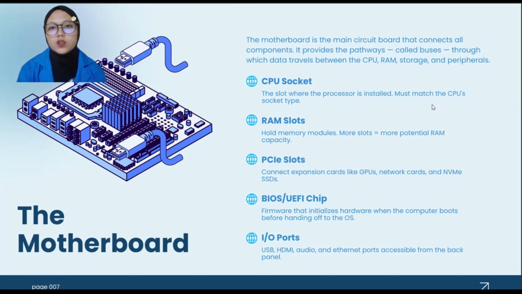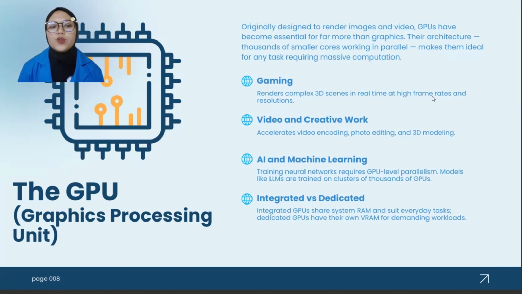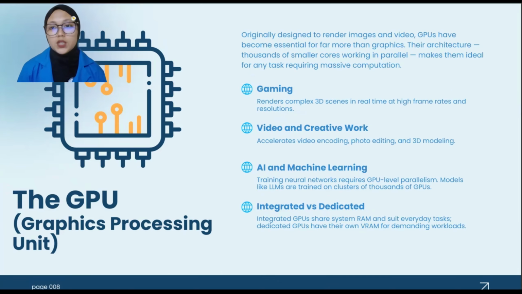Okay. The GPU, or graphics processing unit, originally designed to render images and video. GPUs have become essential for far more than graphics. Their architecture, thousands of smaller cores working in parallel, makes them ideal for any task requiring massive computation.